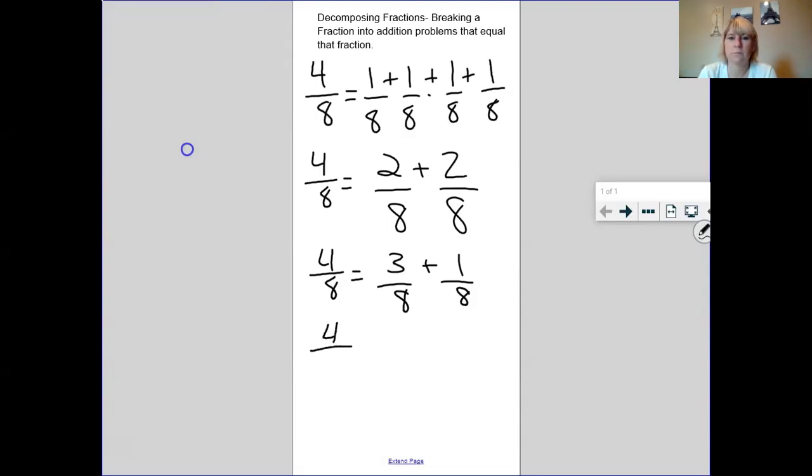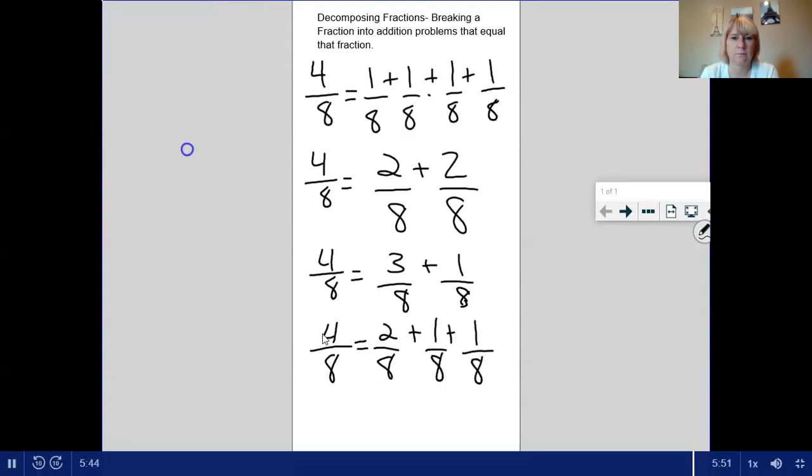And let's see, can I think of another one? What about 2 plus 1 plus 1? Does that equal 4? Oops, I wrote 2. Why did I write 2? There we go. Well, yes, it does. So as long as I put 8s on the bottom, it works.